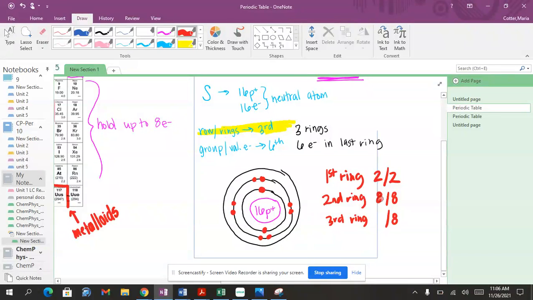So we filled that ring. Now I'm at 10 electrons. I need 6 more. And I'm also on my last ring, which is interesting because that group number told us we're only going to have 6 electrons in our last ring. I'm going to use a different color for those valence electrons just so that you can see that they're a little bit different. So we start here: 1, 2, 3, 4, 5, 6. And there we are, 6 valence electrons.